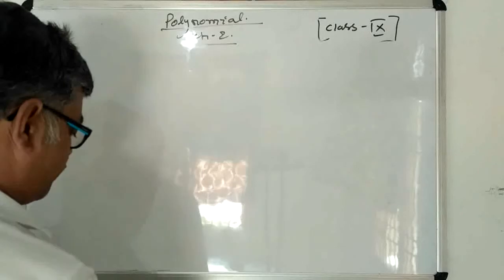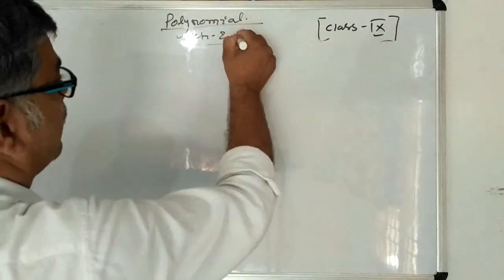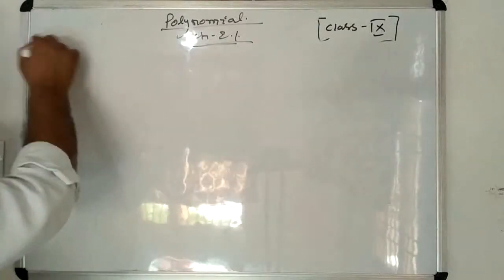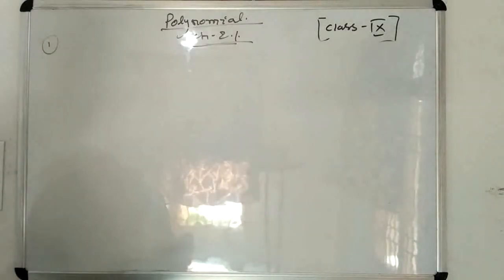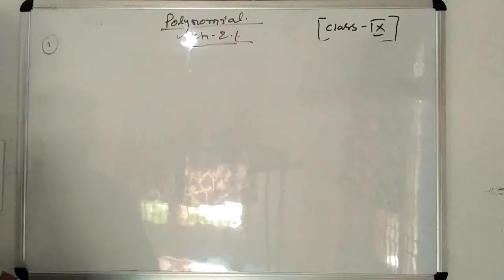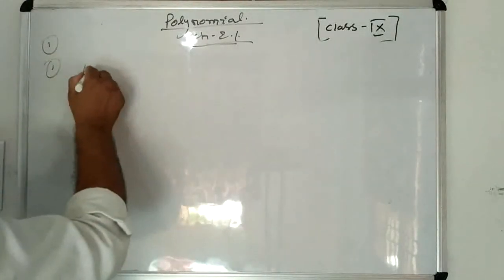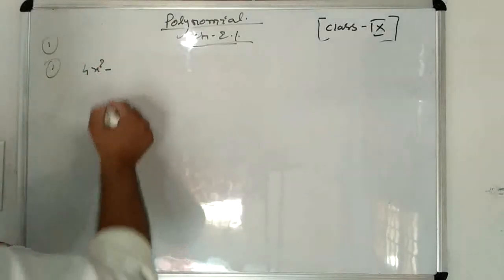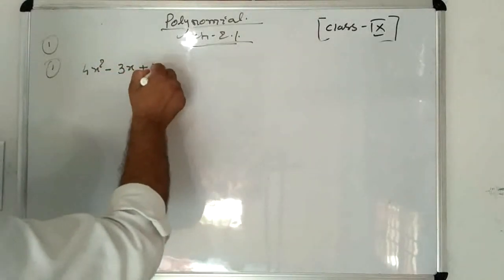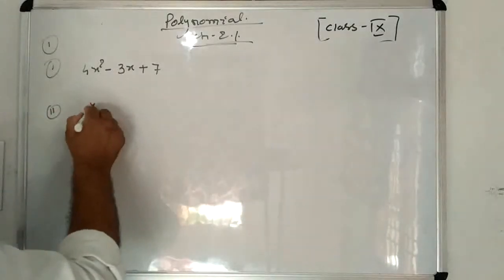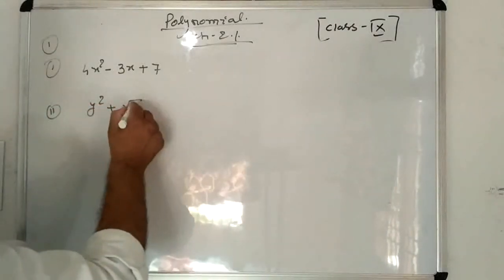Now thereafter, in exercise 2.1, let's see a few questions of exercise 2.1. The first question is saying: which of the following expressions are polynomials in one variable and which are not? State reasons for your answer. You have to choose whether this is a polynomial or not. 4x square minus 3x plus 7. This one is first.